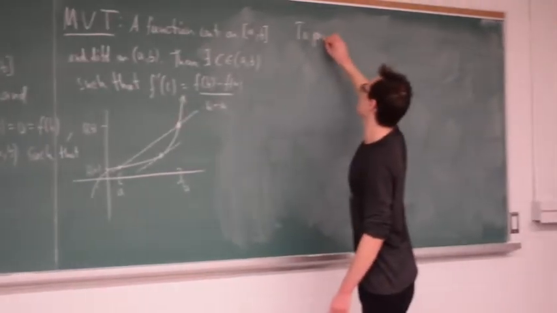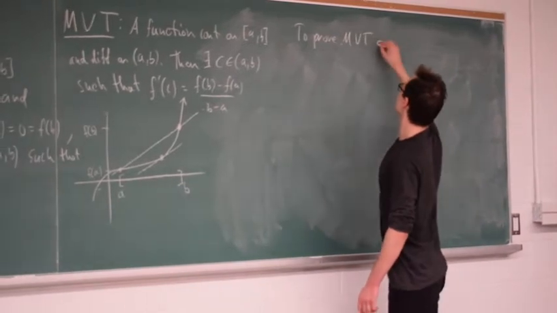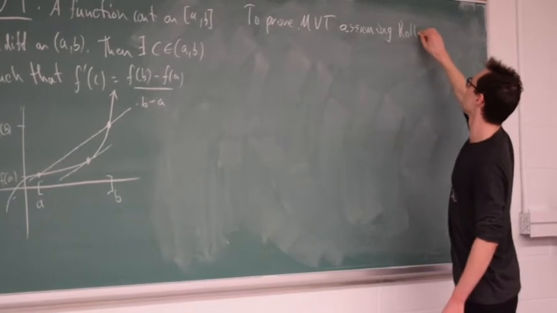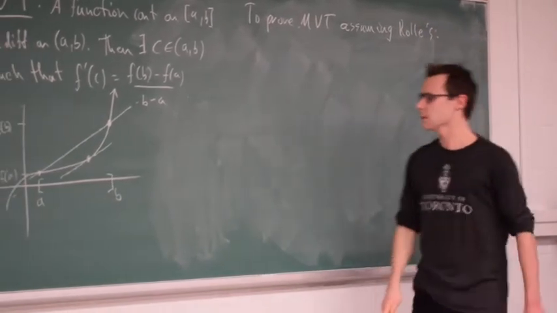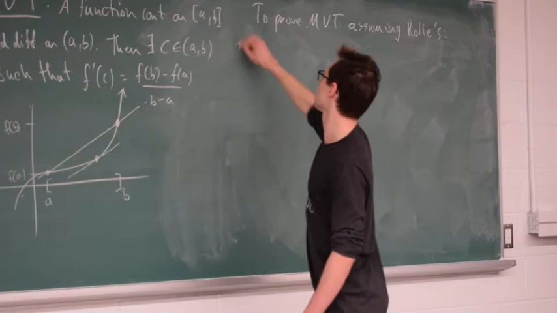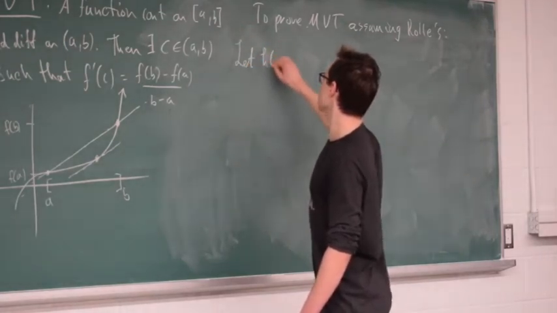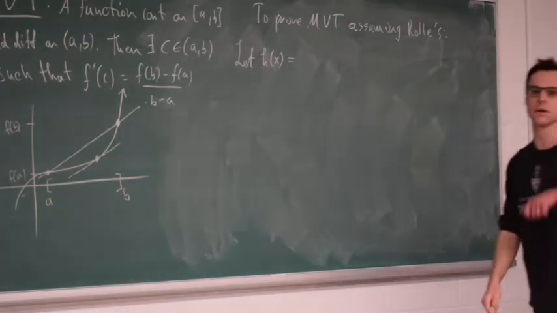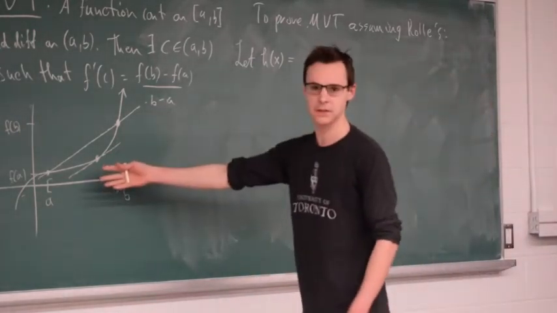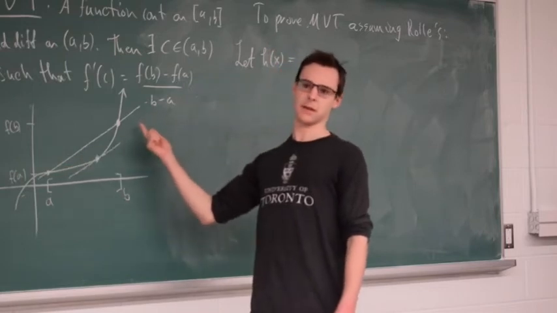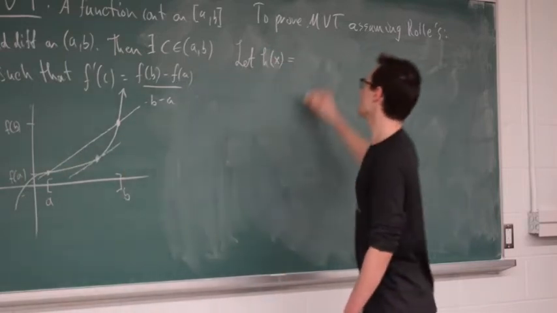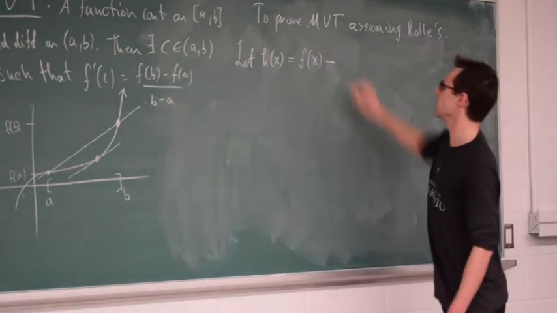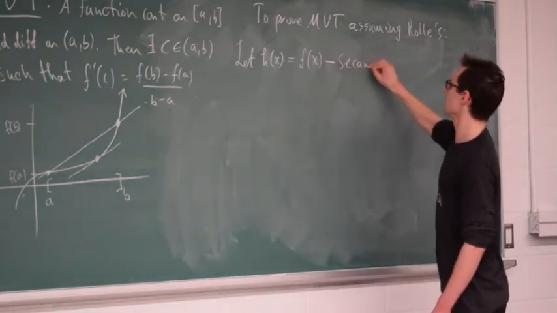To prove MVT, assuming, okay, Rolle's theorem, we define a new function. We define h of x, okay, in terms of f of x as follows. We're going to take the function f of x, and we're going to subtract away the secant line, okay? So we're going to define h of x to be f of x minus secant line, okay?